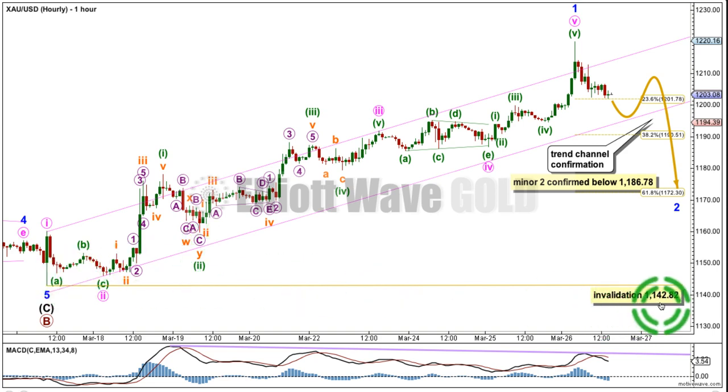1142.82. We have some pretty persistent divergence with MACD trending lower while prices moved higher, and this all points to at least a short-term correction beginning about now.